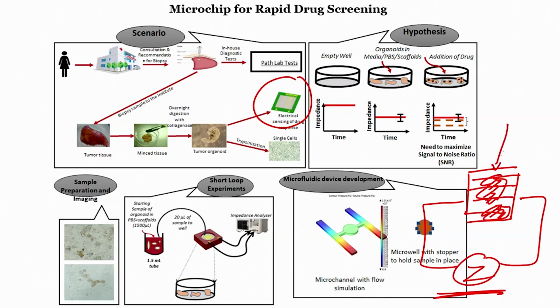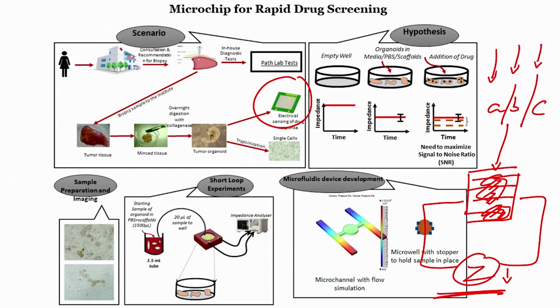Now, if I load a drug, let us say drug A or drug B or drug C, then if the drug is effective, the tissue or the organoid, the tumor, will start dying, and when it starts dying the conductivity would increase and impedance would decrease. This is one way of testing drugs A, B or C.